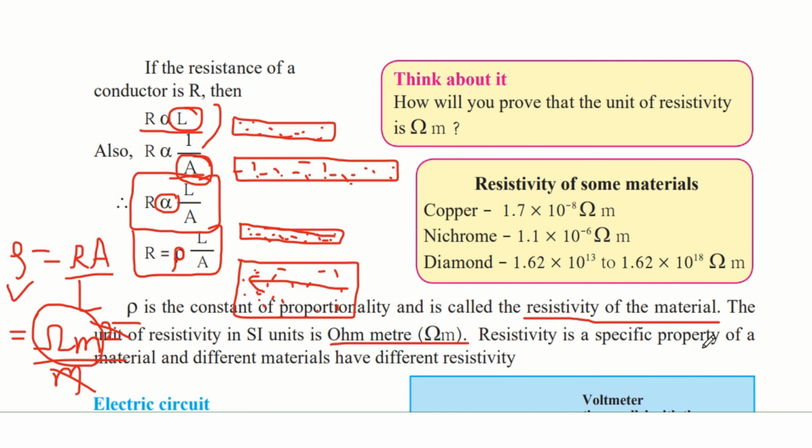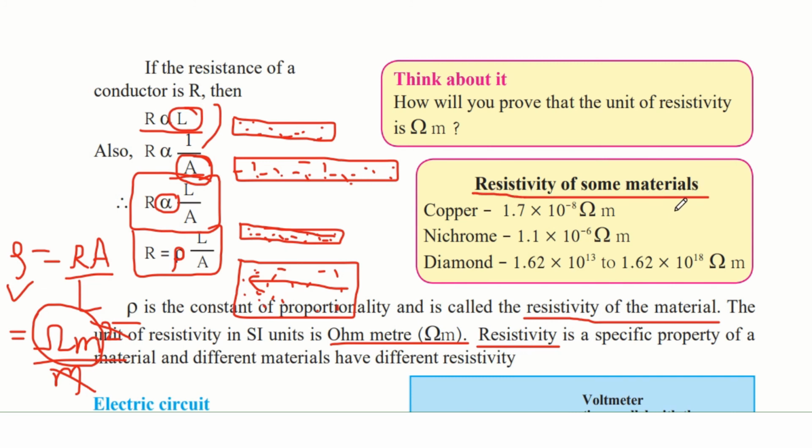Resistivity is a specific property of a material, and different materials have different resistivity because each material is built differently. They will all have different amounts of ions and different arrangements of atoms in them. Therefore, the resistance of each of them will be different, and therefore resistivity would also be different for different materials. Here are the resistivity of some materials.